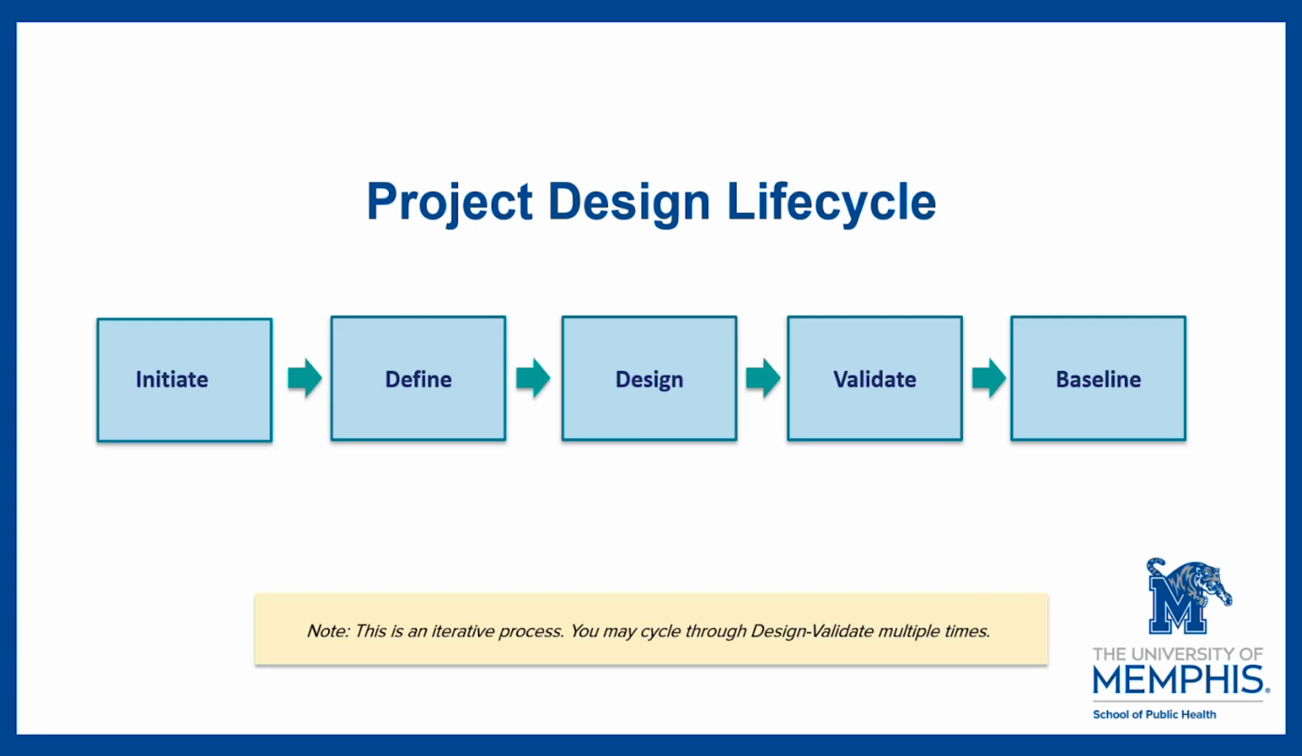The last stage is baseline, which is approval and documentation. This is the final step. Final design documents are completed and approved. The design is baselined, meaning it becomes the official controlled version of the project. Changes after this point require formal change management.